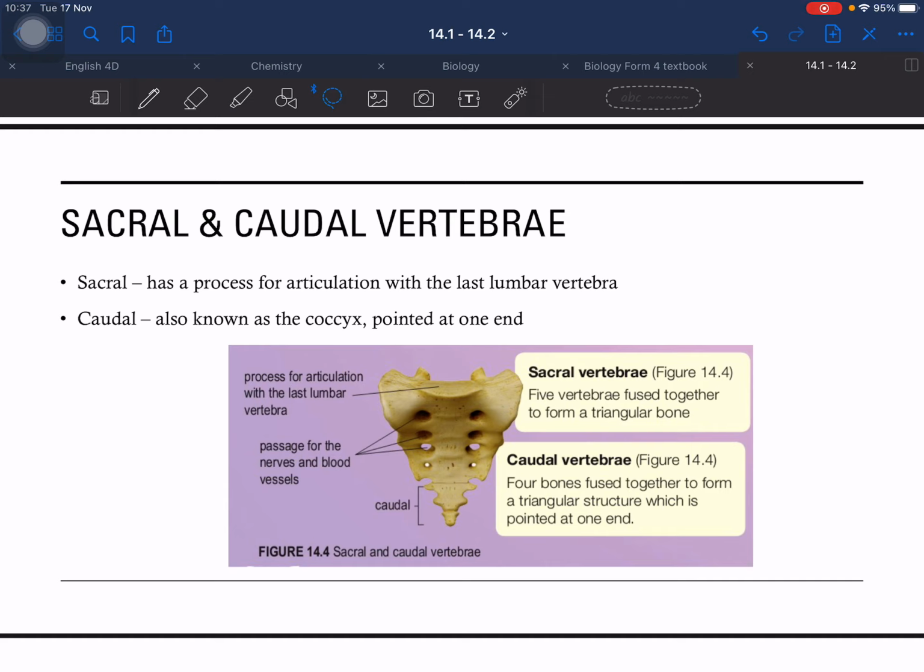If you don't, just ask me a question, right? So lastly, your caudal, also known as the coccyx, and it is pointed at what end? This is where it is pointed. So in your sacral, before we move on, in your sacral vertebrae, you have passage for the nerves and blood vessels. These are like mini holes, right? For your nerves and your blood vessels.